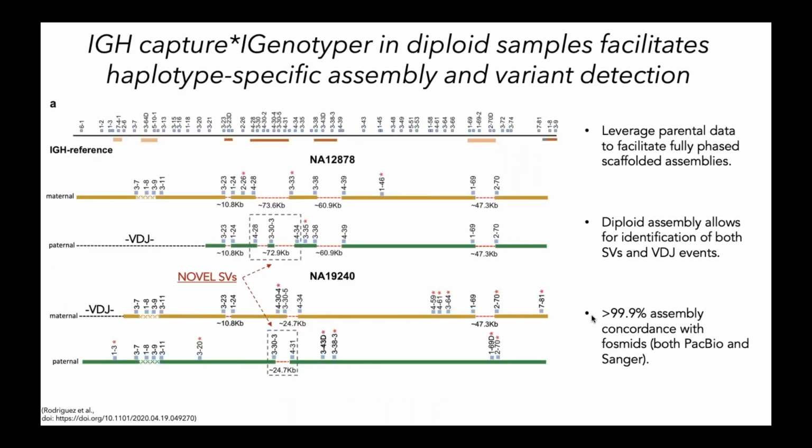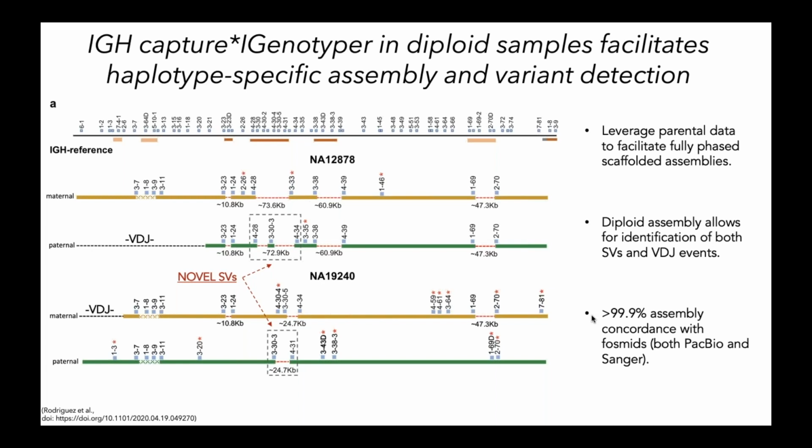We have also gone in to do benchmarking in diploid samples. And so these are 2 samples selected from the 1,000 Genomes Project. Again, we chose these because we had a lot of orthogonal data that we generated in-house, as well as what's available for the 1,000 Genomes. And what we show, which is now available in a preprint, I should have said earlier, is that especially when we leverage parental data, we can basically create scaffolded assemblies that are haplotype specific across the whole locus.